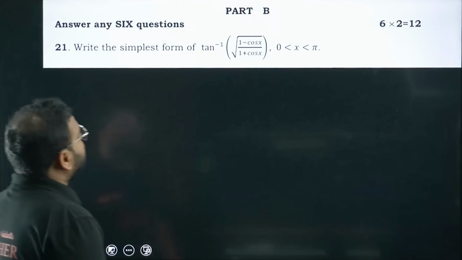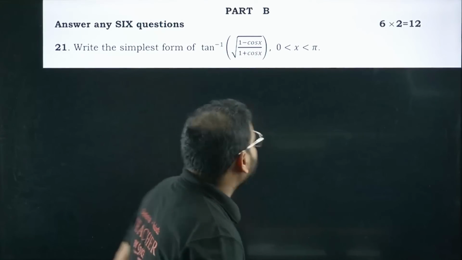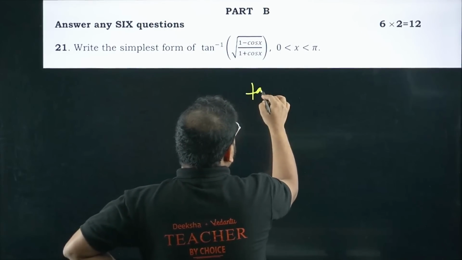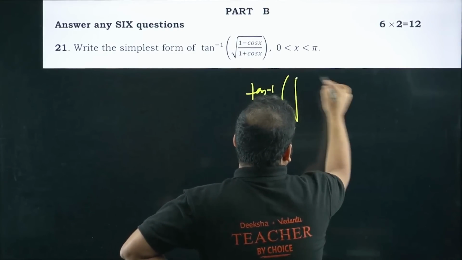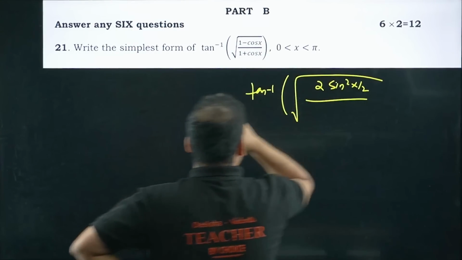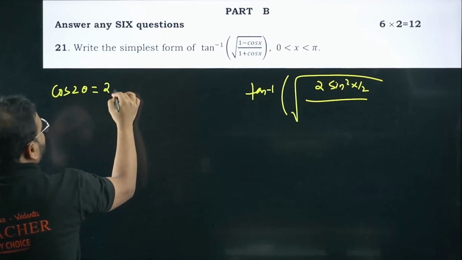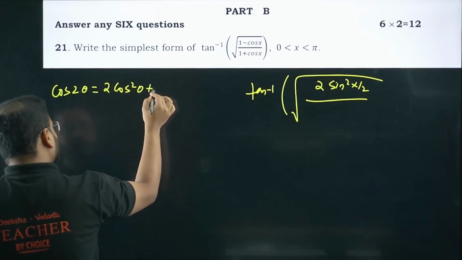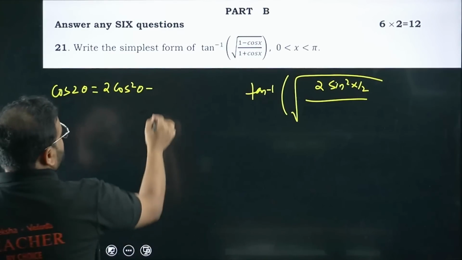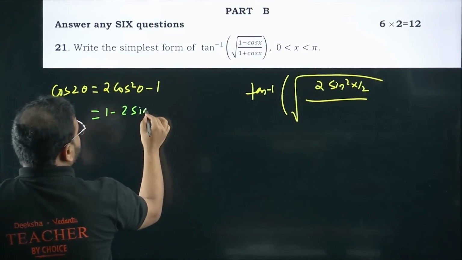The first question is: write the simplest form of tan inverse of (1 minus cos x) upon (1 plus cos x). We can use the half angle formula. Extremely simple question. Tan inverse of, like this, 1 minus cos x is nothing but 2 sin square x by 2. Which formula? Cos 2 theta is nothing but 2 cos square theta minus 1, and in the same way we also have this equals 1 minus 2 sin square theta.